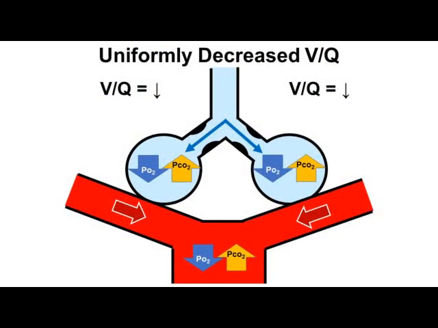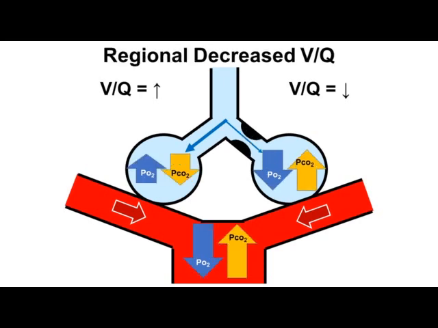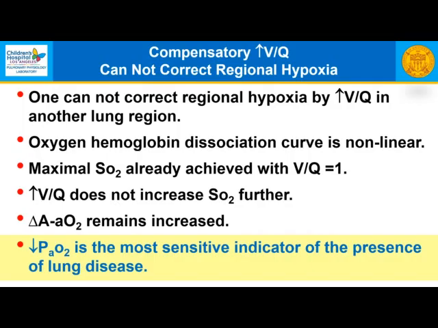In the uniformly decreased VQ situation, we had this. In the regionally decreased situation, we had this. We had a much greater abnormality than in the uniform situation. Compensating increased VQ in a normal region of lung cannot correct for regional hypoxia. So one cannot correct regional hypoxia by increasing VQ in another lung region.